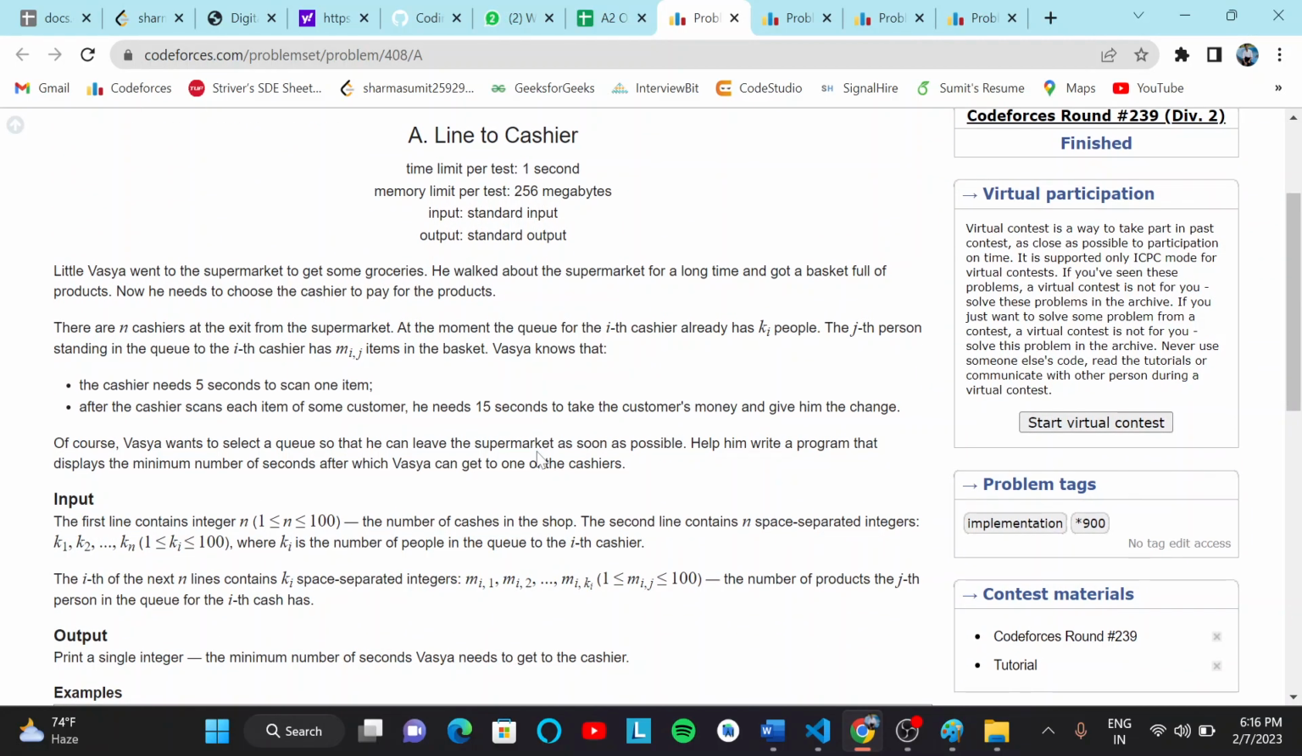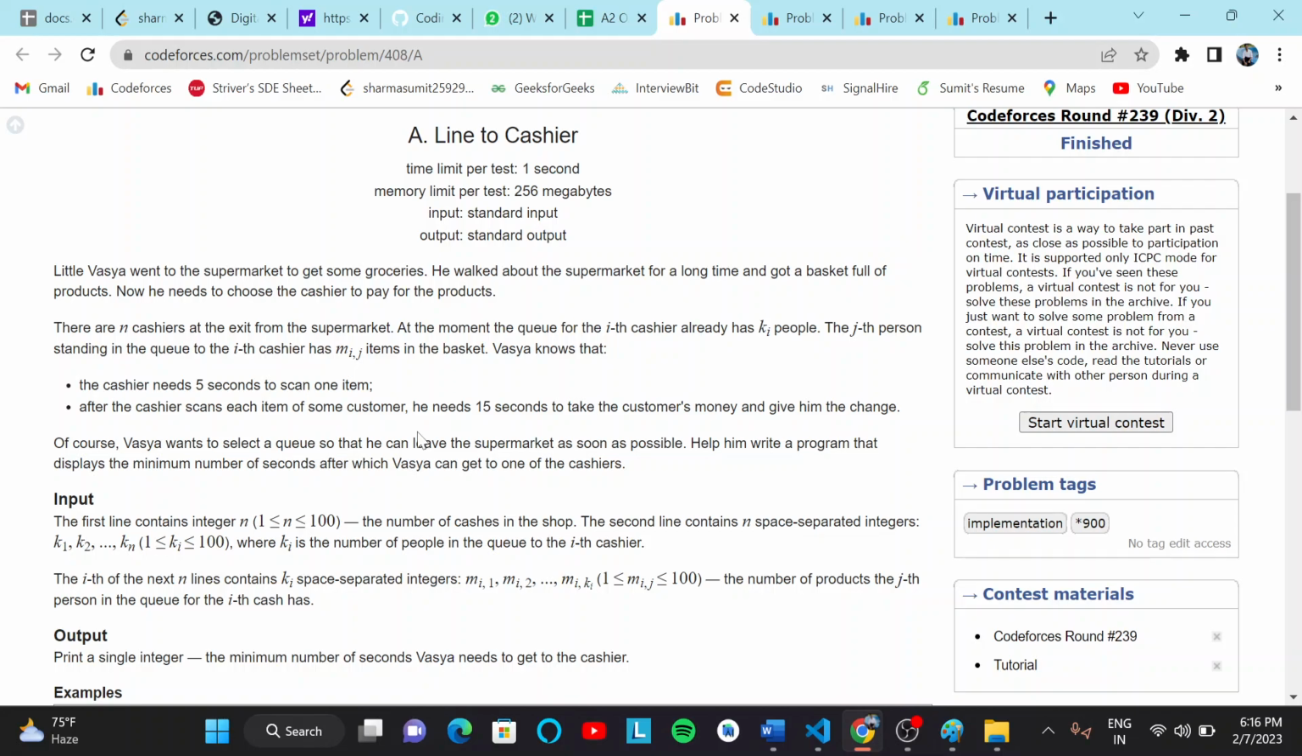Today we will discuss the line to cashier problem. Little Vasya went to the supermarket to get some groceries. He walked around the supermarket for a long time and got a basket full of products. Now he needs to choose a cashier to pay for the products. There are n cashiers at the exit from the supermarket.